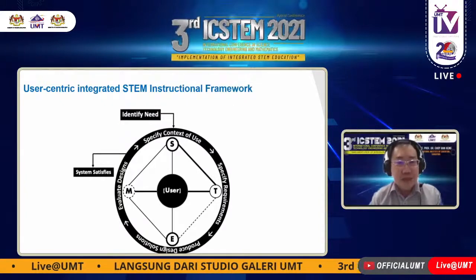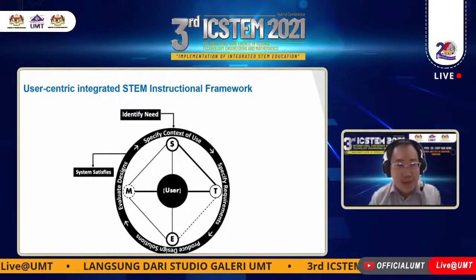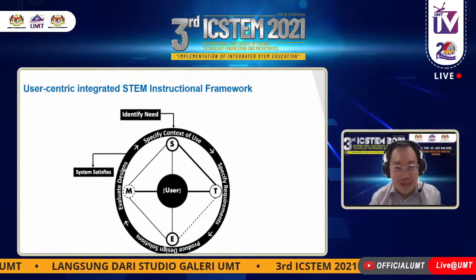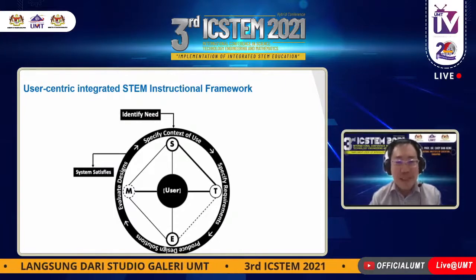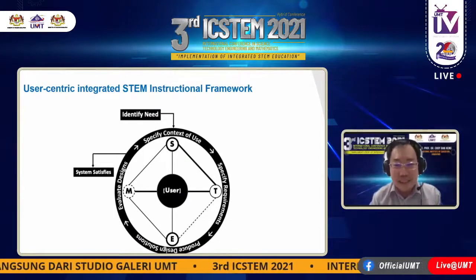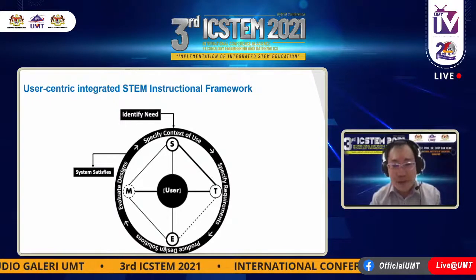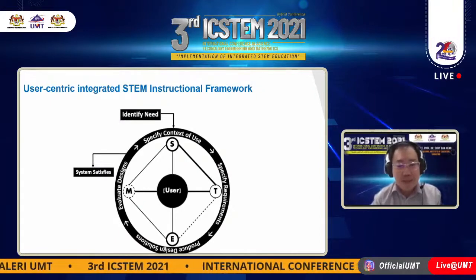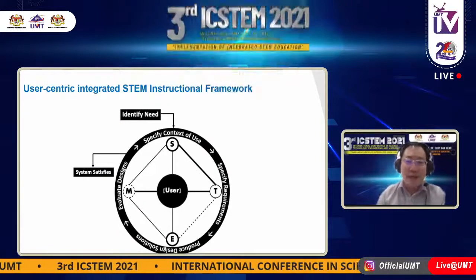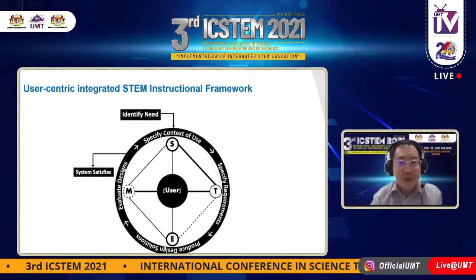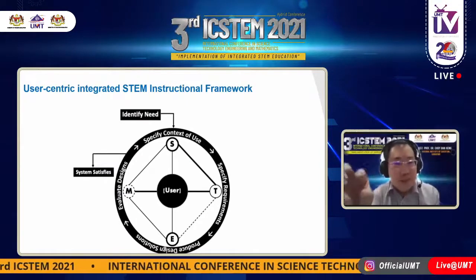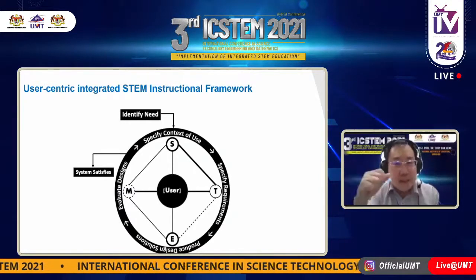Last but not least, which is very important, is the human-centric or user-centric way of integrating STEM. In other words, we start from the user. Who is our end user? Then we find out from the end user what kind of design is needed. What kind of needs does the user have? What kind of problems do they have? We specify the requirements and then produce the design solutions. Through this whole process, we put the human at the center of the design thinking process.